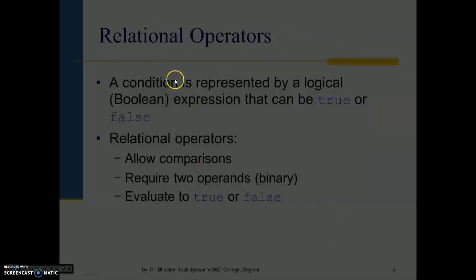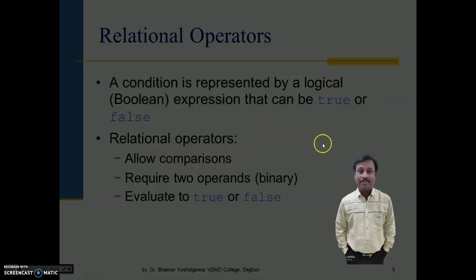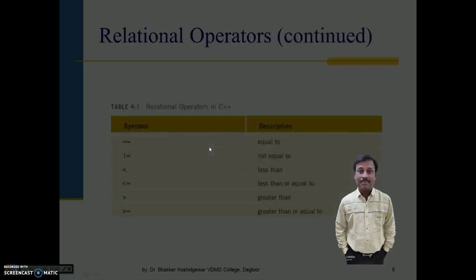For relational operators, a condition is represented by a logical expression that can be true or false. Relational operators are used to allow comparisons, require 2 operands, and evaluate to true or false. The relational operators are mainly classified into 6 types: equal to, not equal to, less than, less than or equal to, greater than, and greater than or equal to.